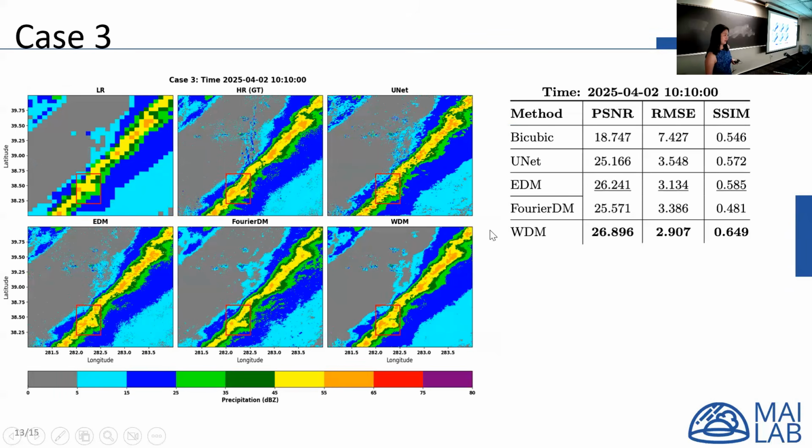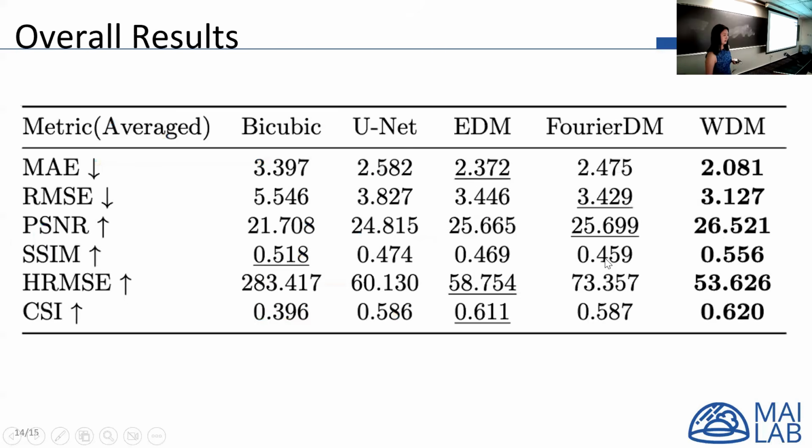And also case 3 for another type of precipitation. And again, the WDM, wavelet diffusion model, is the best. So this is 3 cases. We actually chose, I do not remember, maybe 100 cases, put them together, and for each metric, for each index, WDM is the best.